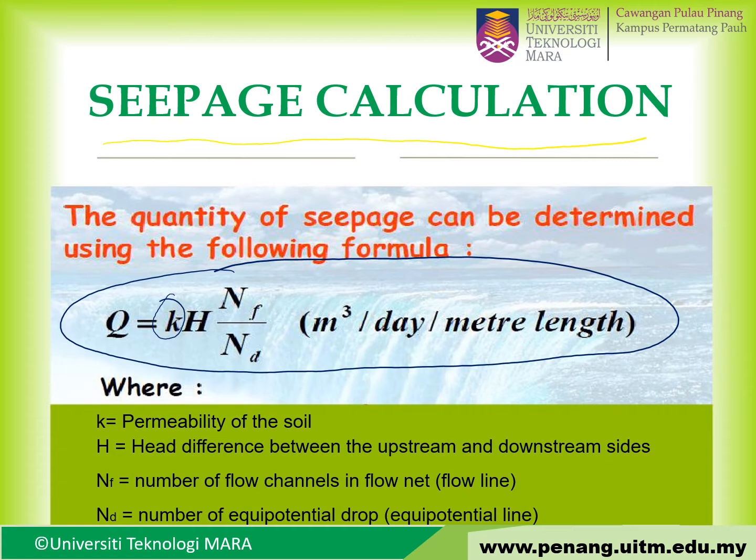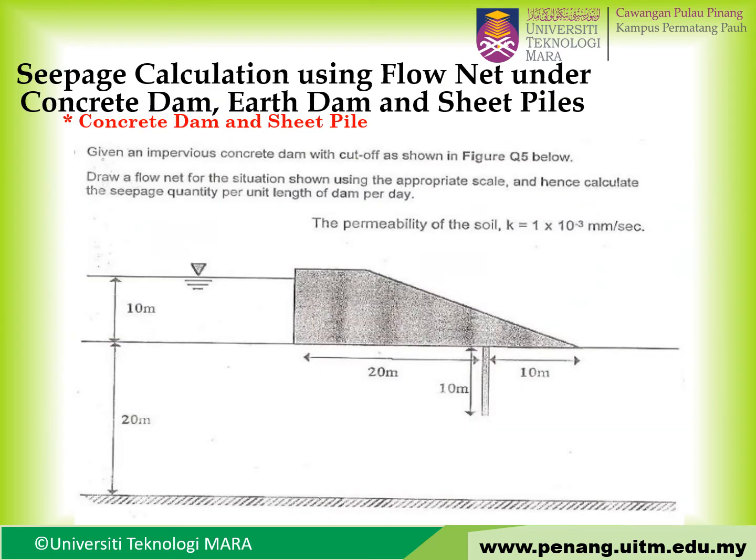Then you have H. H is the head difference between the upstream and downstream side. And then you have NF, the number of flow channels in the flow net, meaning the number of flow lines. And then you have ND, the number of equipotential line drops. This is the unit for seepage, meter cube per day per meter length. This is the seepage calculation using flow nets for concrete dam, earth dam, and sheet pile.